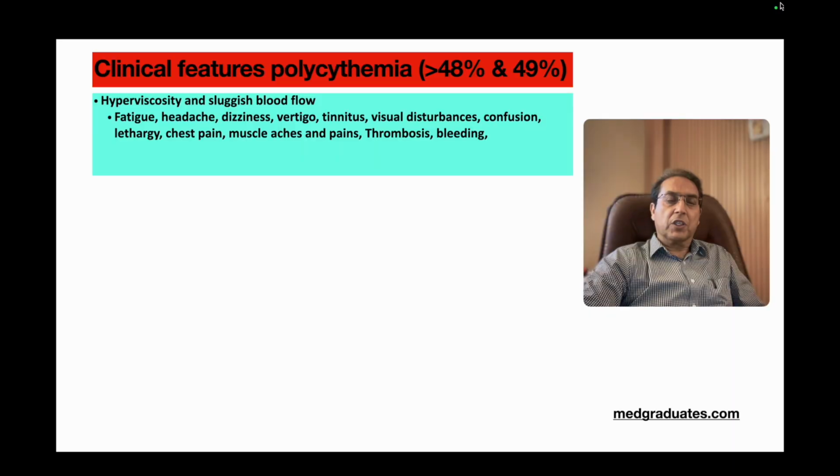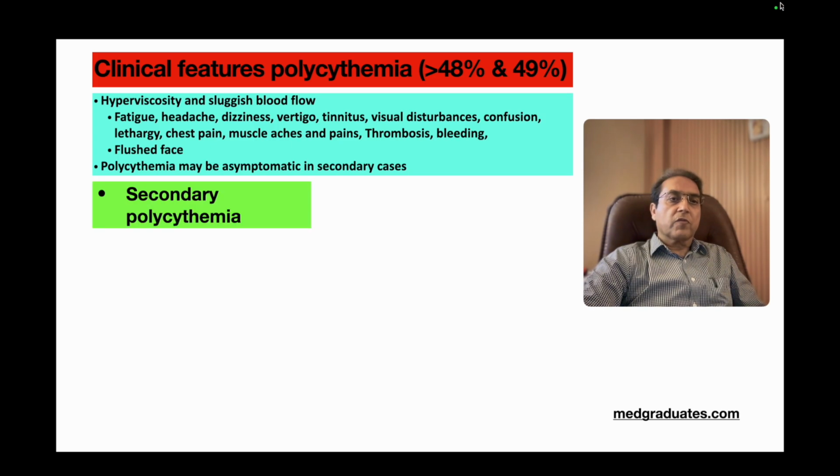They can be fatigue, headache, dizziness, vertigo, tinnitus, visual disturbances, confusion, lethargy, chest pain, muscle pains and aches, episodes of thrombosis in various places, venous thrombosis, even on the arterial side. The patient may have bleeding, particularly from the nose, may appear flushed on the face, and patients with secondary polycythemia sometimes may be asymptomatic.